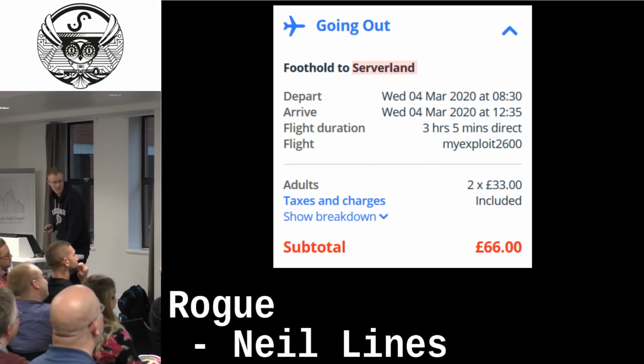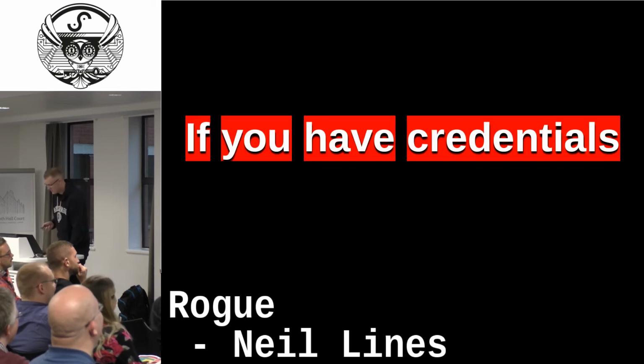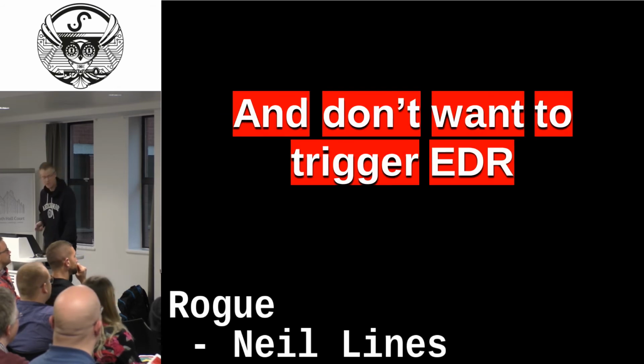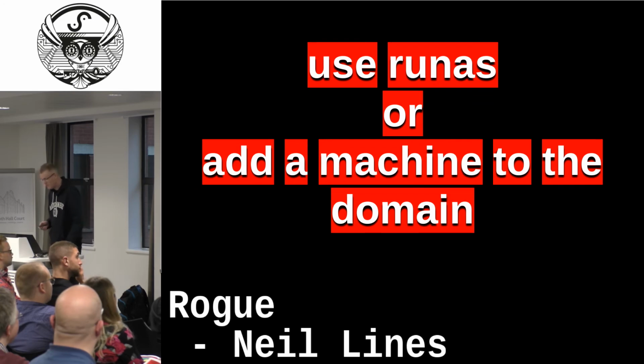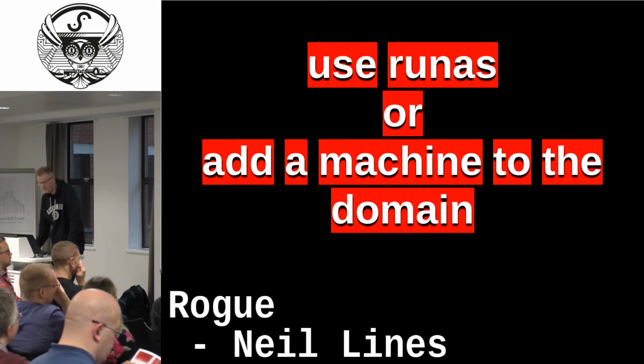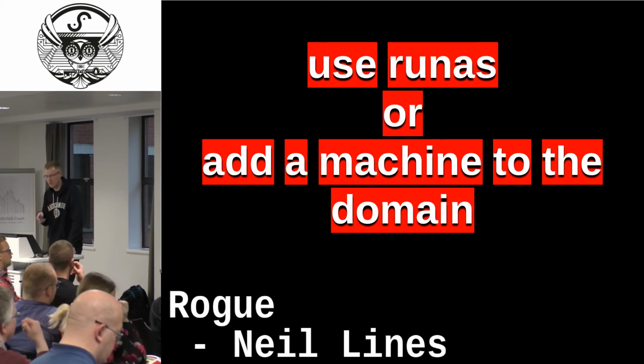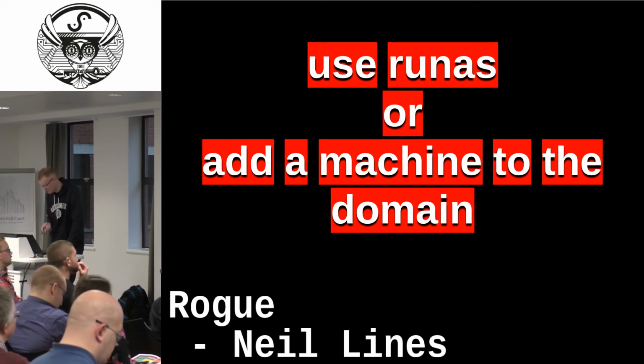Well, there's lots of ways to do this. Basically, if you have credentials and you don't want to trigger EDR, possibly the best way, I find, is to use your own machine, which you obviously can't do from a remote perspective. But if you have compromised someone's machine, try to escalate to local admin rights as soon as you can, then install some sort of virtualization on their machine, run a Windows VM inside of that, and then add that to the domain.